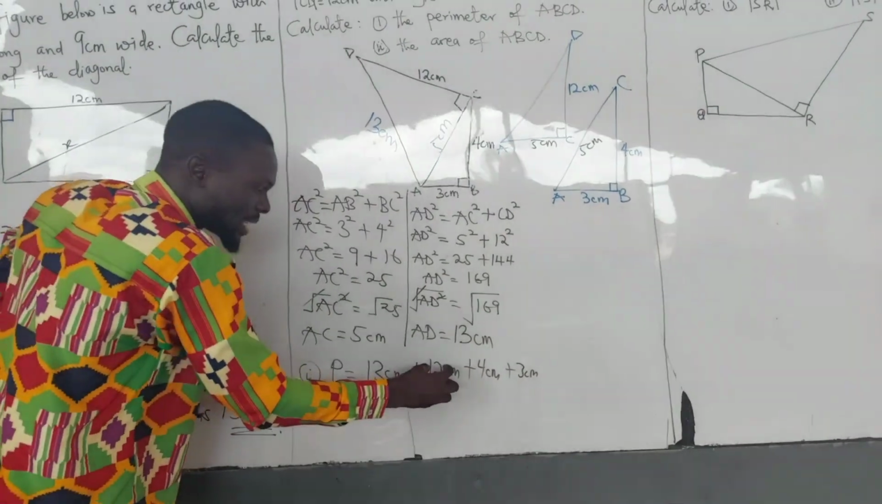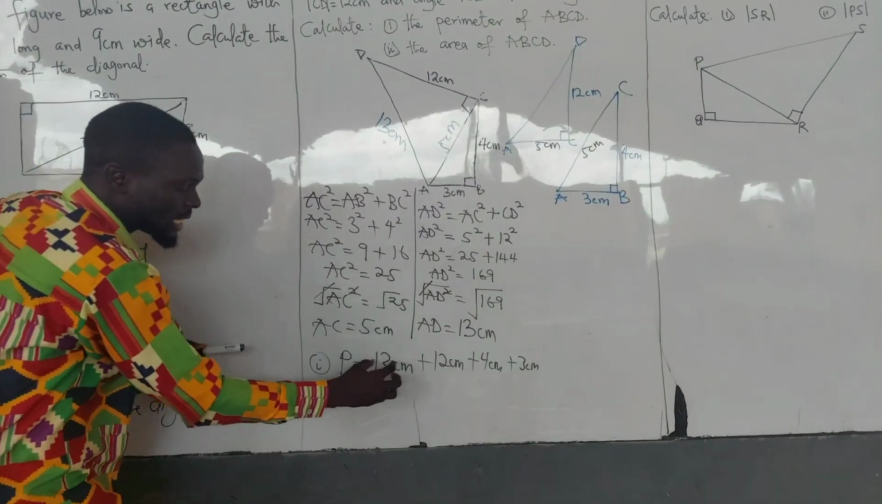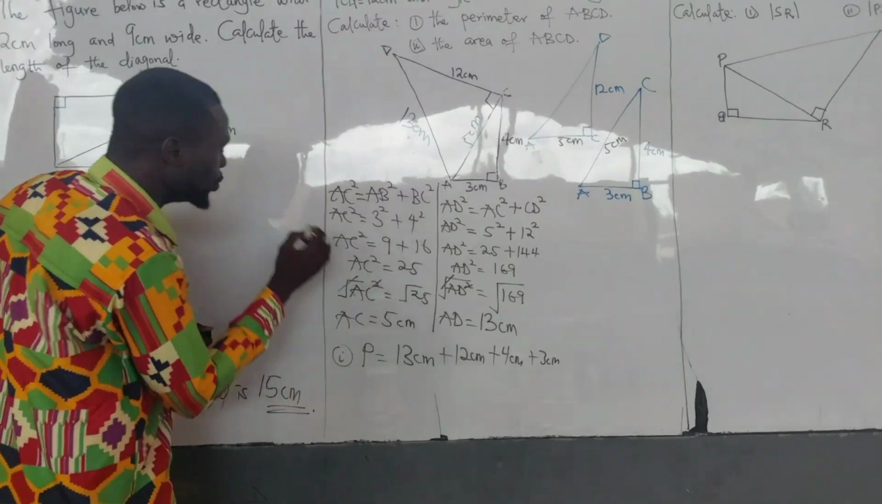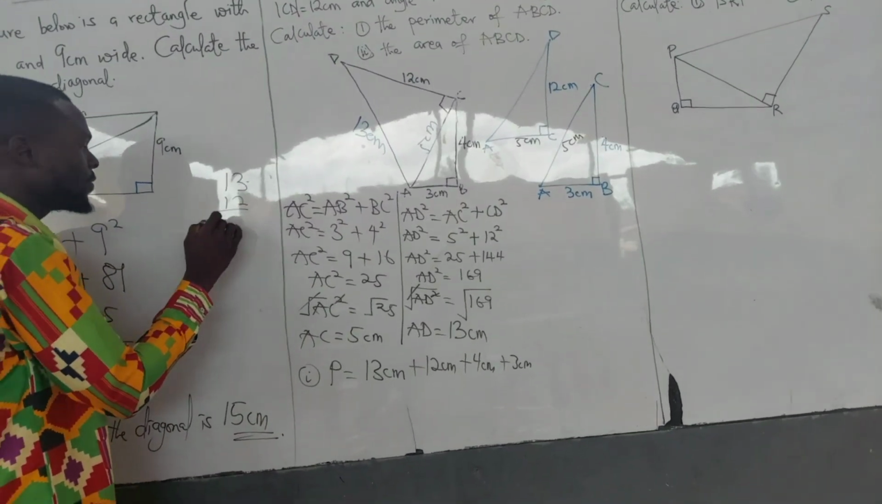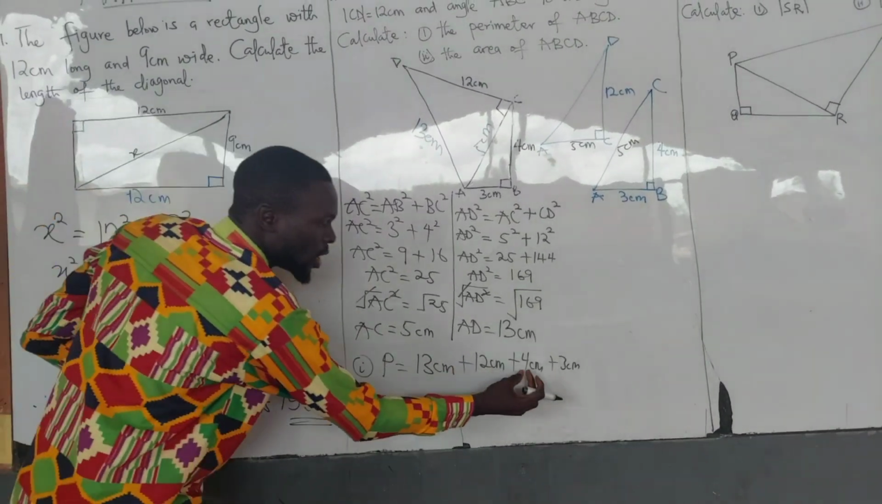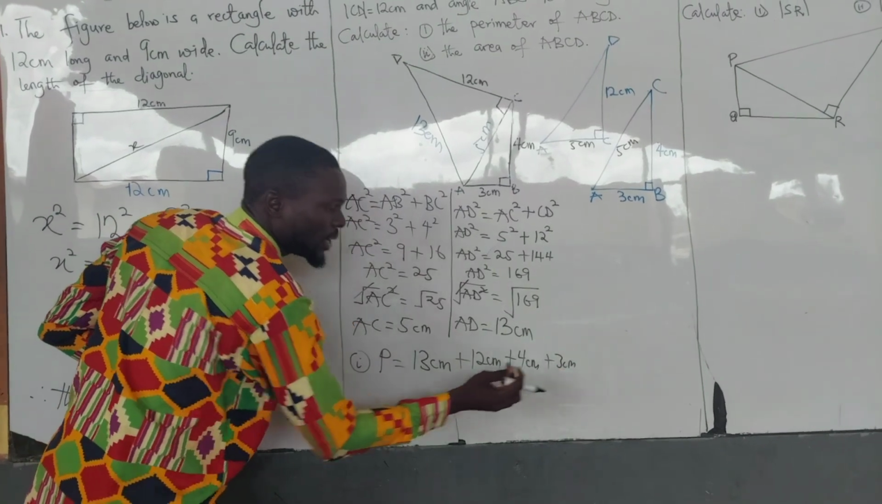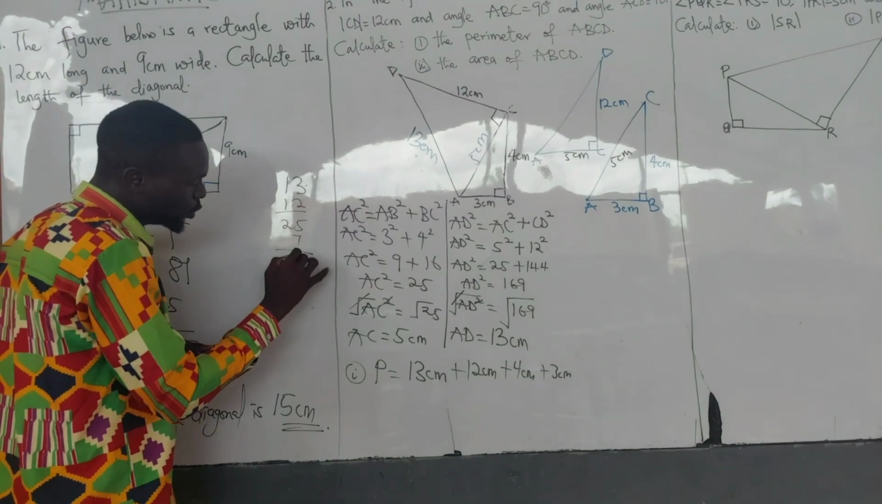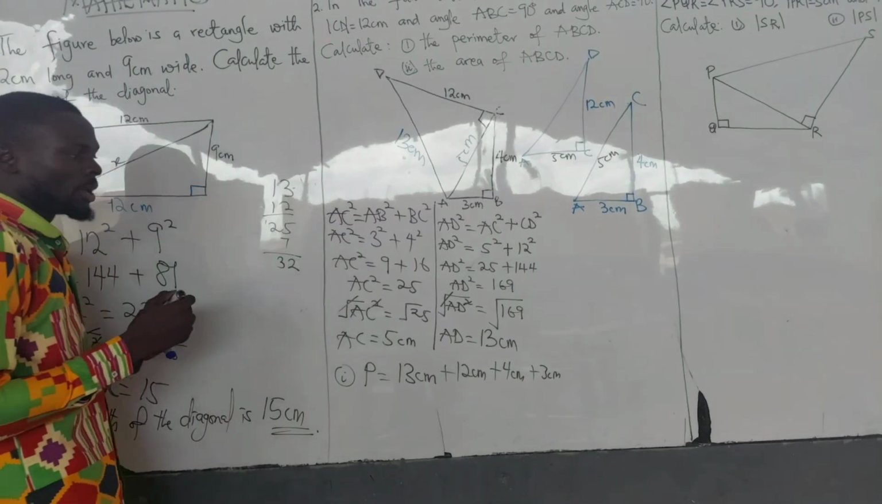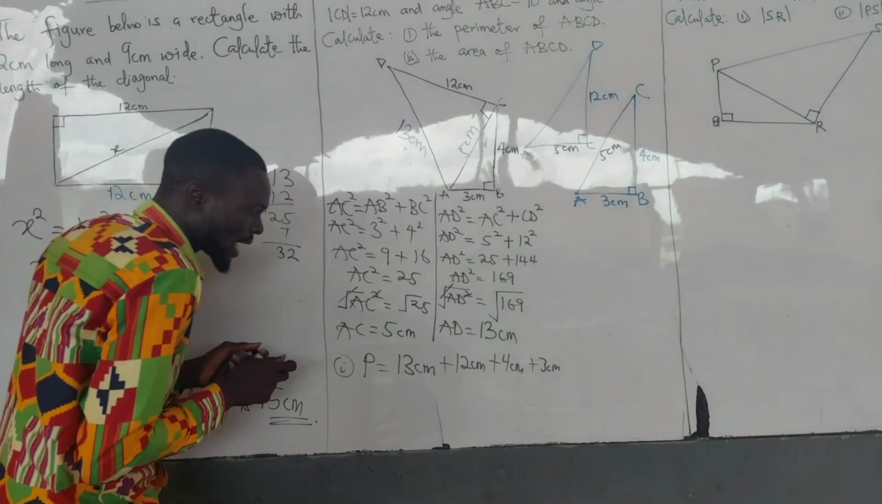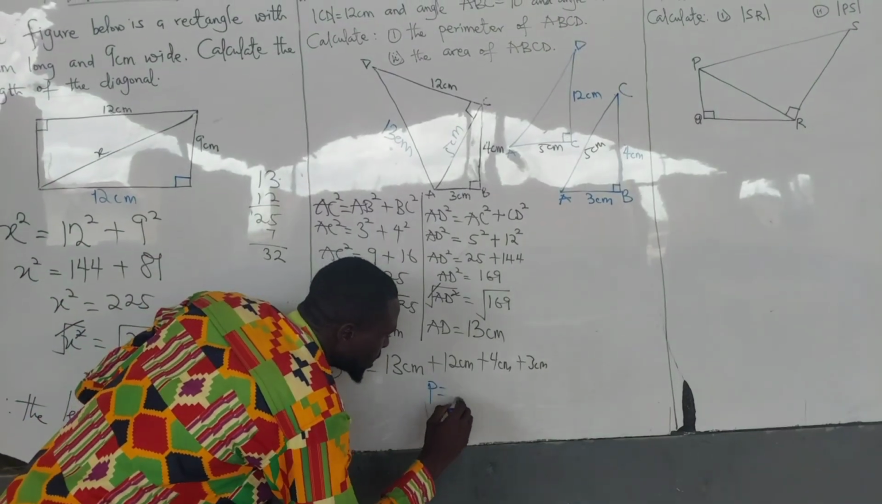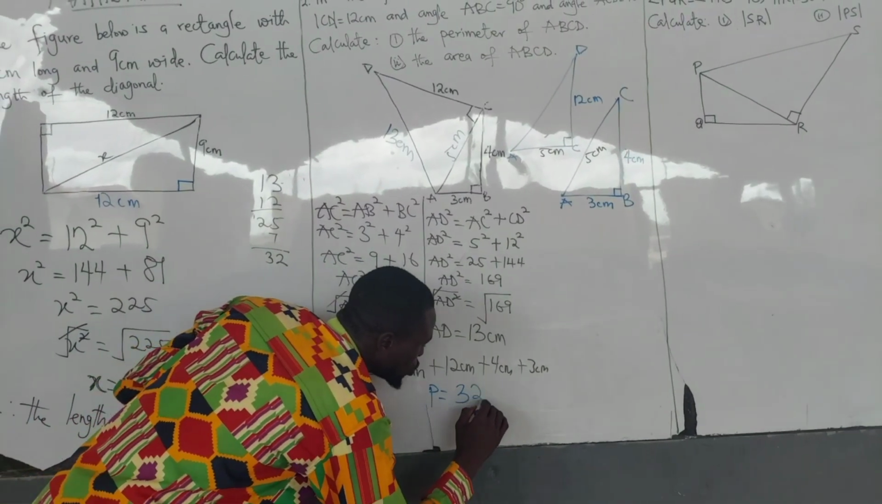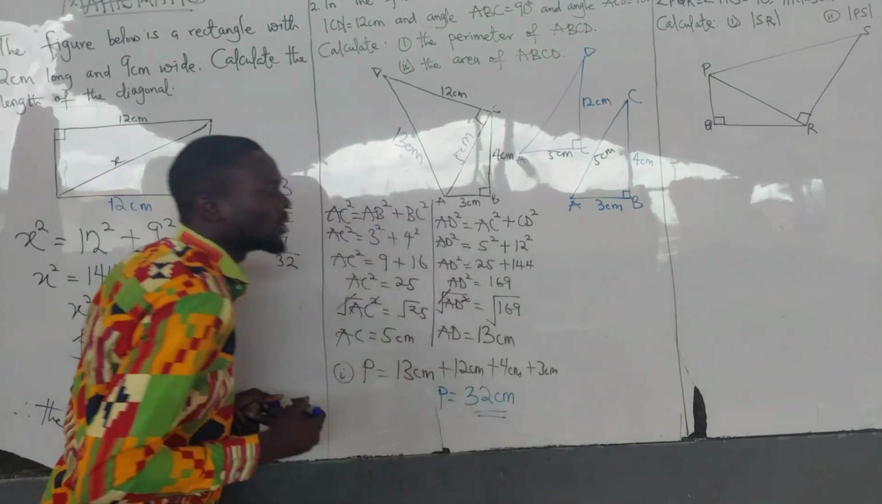What is 12 plus 13? That is going to give you 25. Then 4 plus 3 gives you 7. So putting this together, 25 and 7, being what? 32. So we can say P is equal to what? 32 centimeters. We are done.